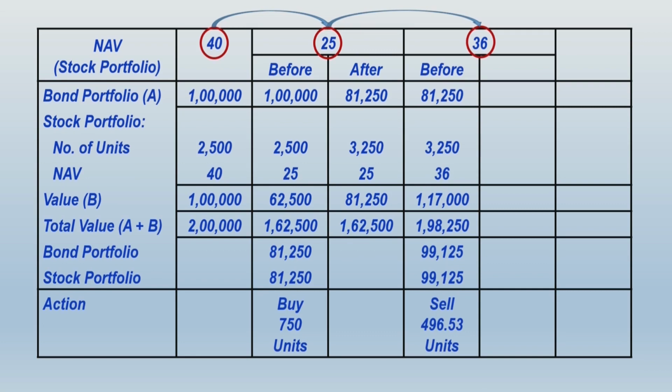17,875. That means we should go for selling the units of mutual funds in such a way that we must obtain a cash flow of 17,875, which should be added to the bond portfolio. But to get 17,875 at NAV of 36, how many units you will have to sell? So simply divide 17,875 by 36 and you will find you get exactly 496.52777 units, but basically we have rounded off to 496.53 units.